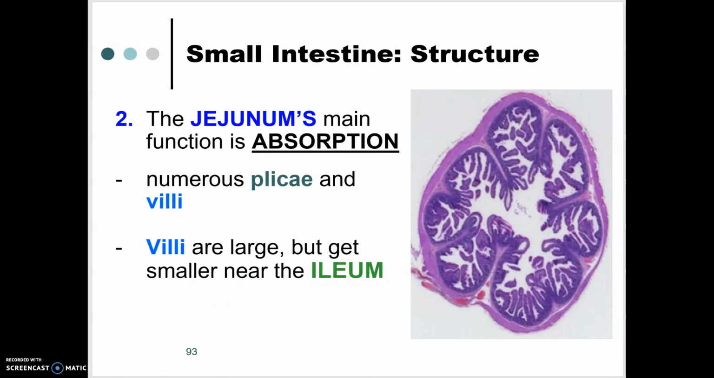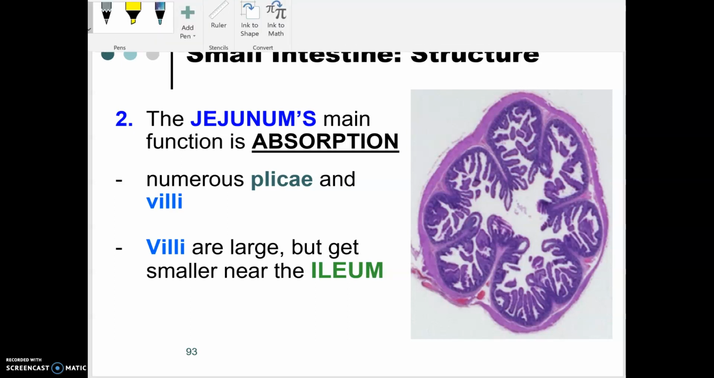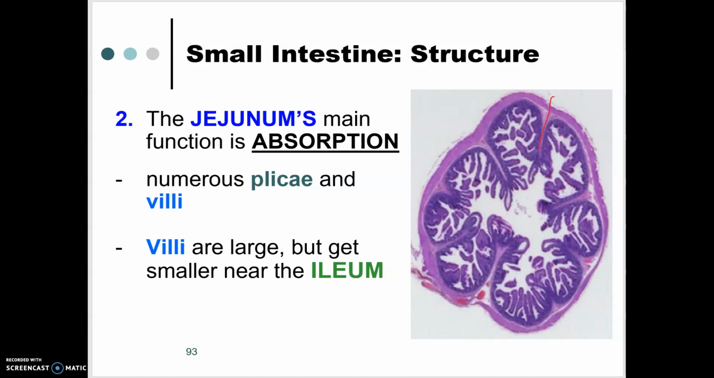The next section we'll move to is the jejunum, and the main function is going to be absorption. In this part, we're going to see these large plicae. These are these sections right here, and on the plicae we're going to see all of those villi, and those are an example of a villus, those finger-like projections right here.